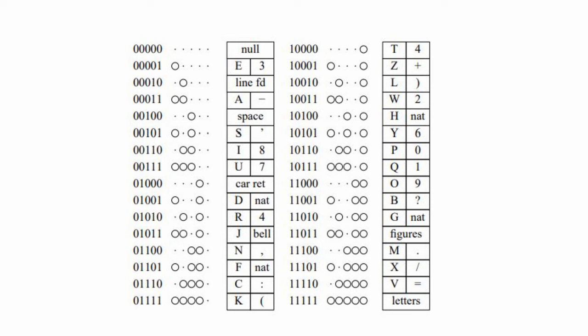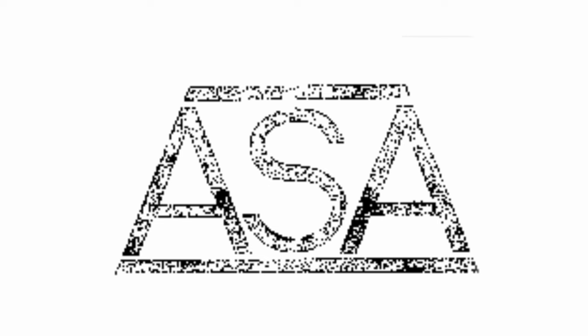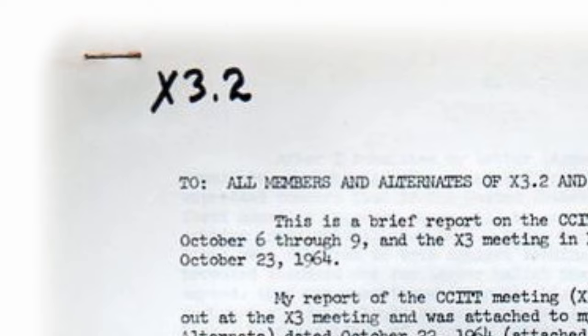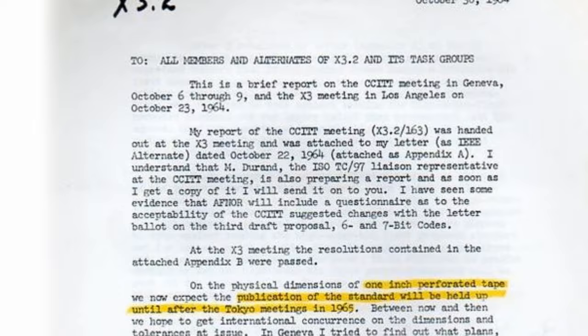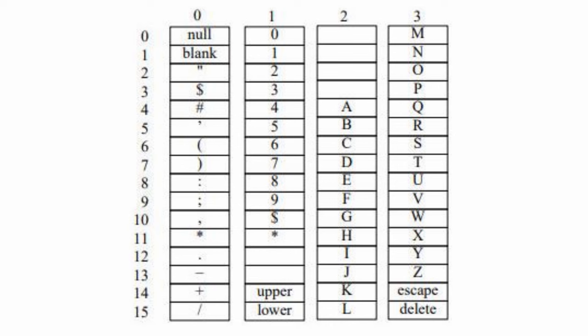And so the American Standards Association, the ASA, began the process of character code standardization on the 4th of August 1960, creating the X3.2 subcommittee for coded character sets and data format. By March 1961, an initial code was produced. This one: 54 characters arranged across 4 columns and 15 rows. This gives you a maximum of 60 characters, which fits into 6 bits, so it's a 6-bit code.